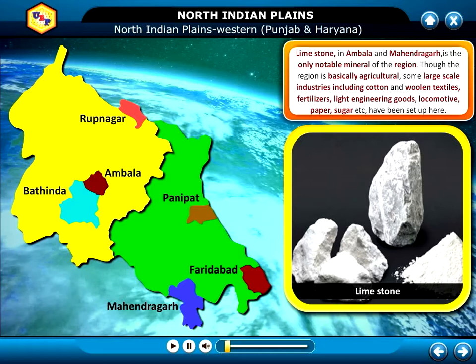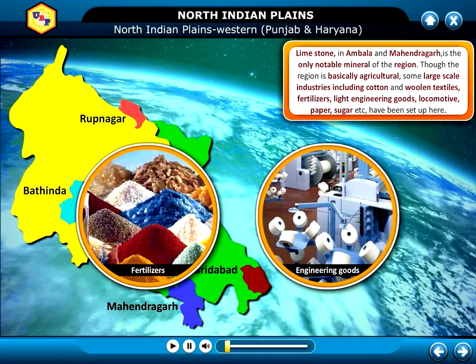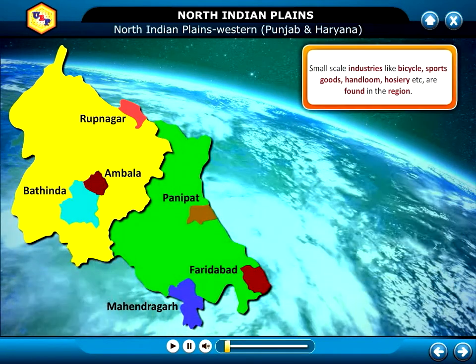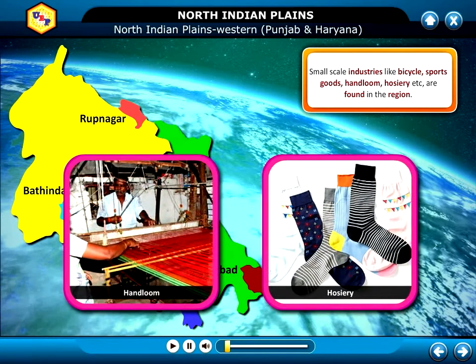Though the region is basically agricultural, some large-scale industries including cotton and woolen textiles, fertilizers, light engineering goods, locomotive, paper, sugar, etc. have been set up here. Small-scale industries like bicycle, sports goods, handloom, hosiery, etc. are found in the region.